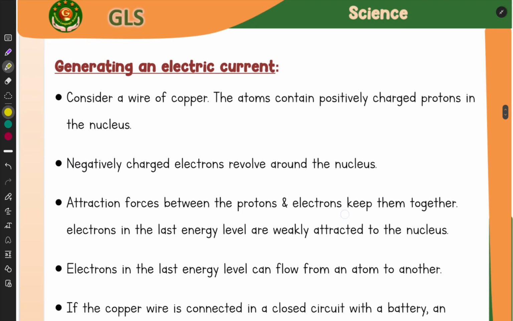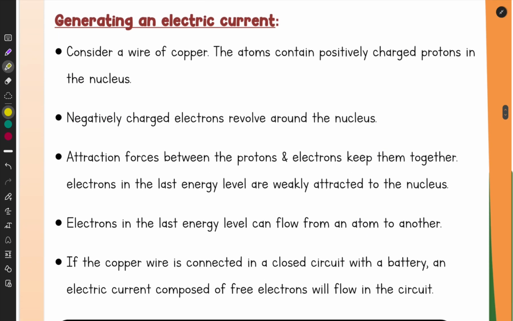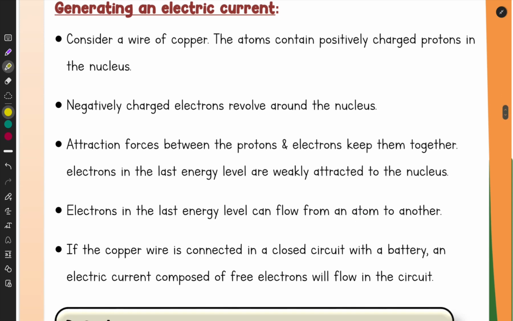Okay, generation of electric current. How can we generate electric current? Consider a wire of copper. The atom contains positively charged protons in the nucleus and negatively charged electrons. This is what we are concerned about: the negatively charged electrons. This is electric current. This is why we name it electricity, because it comes from the electrons. So negatively charged electrons revolve around the nucleus.